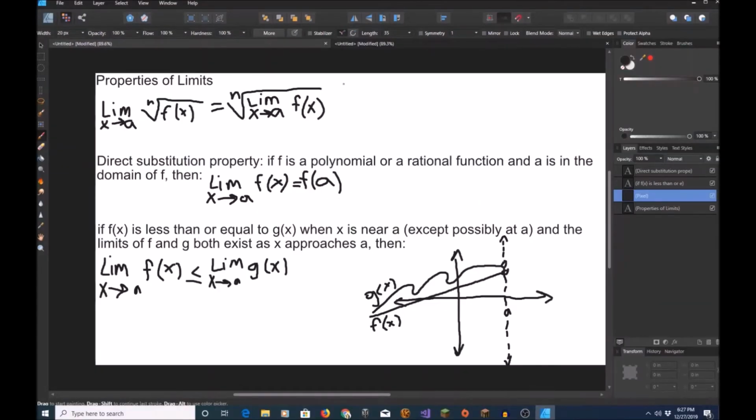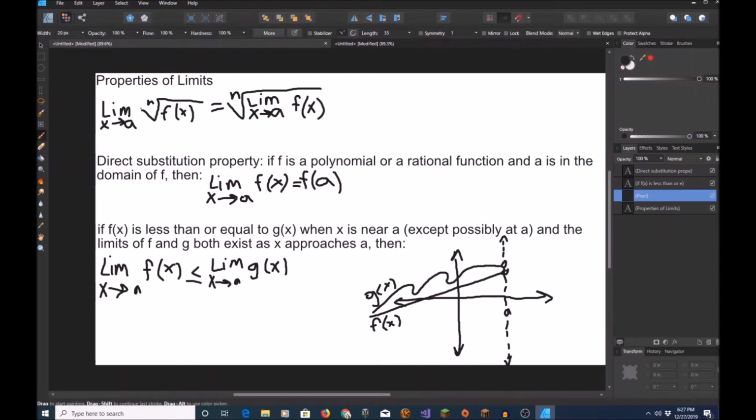So there are a couple more properties of limits that I want to go over before we get to some practice problems. The first one is similar to the other one we saw dealing with nth roots, but this one is dealing with the nth root of a function, whereas the last one was dealing with the nth root of x. So this says the limit as x approaches a of the nth root of f of x is going to be equal to the nth root of the entire limit as x approaches a of f of x.